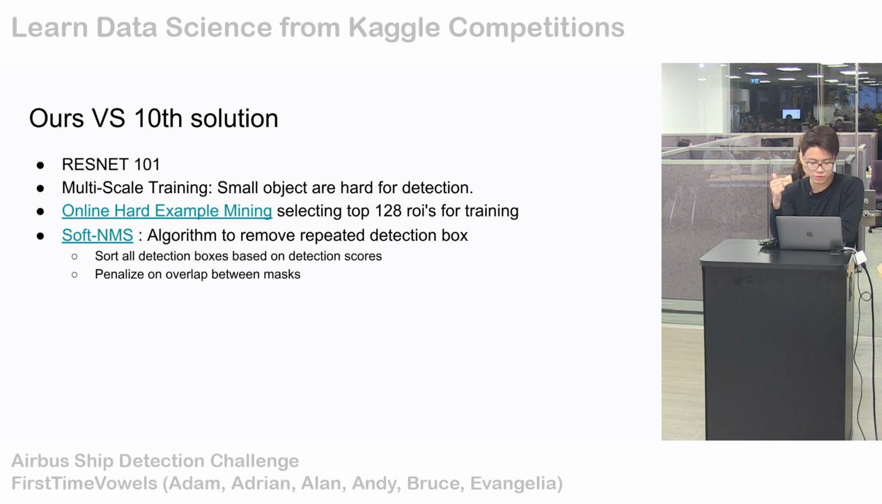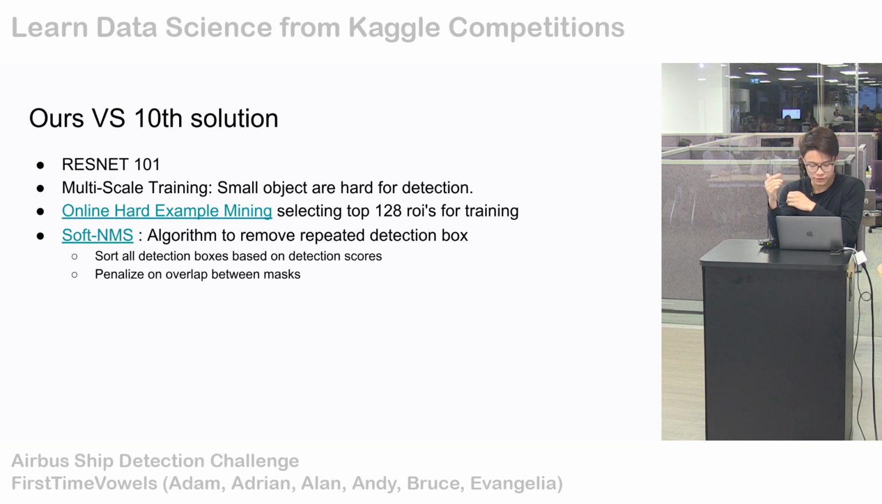They also include an algorithm to select the top 128 ROIs for the training. The reason behind this, I just don't understand. So they have fewer ROIs for training. Let's say for one image you have 2,000 proposals, and they use a good algorithm to sort them, and they pick the top 128.